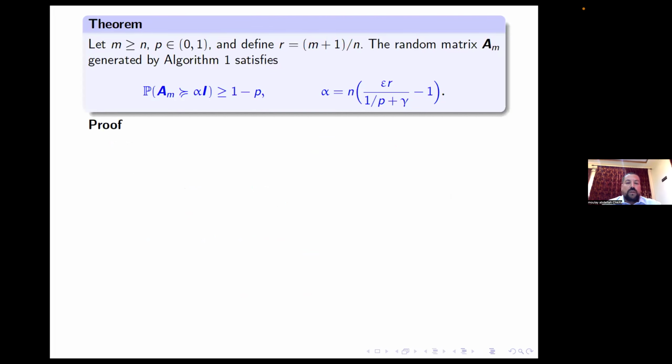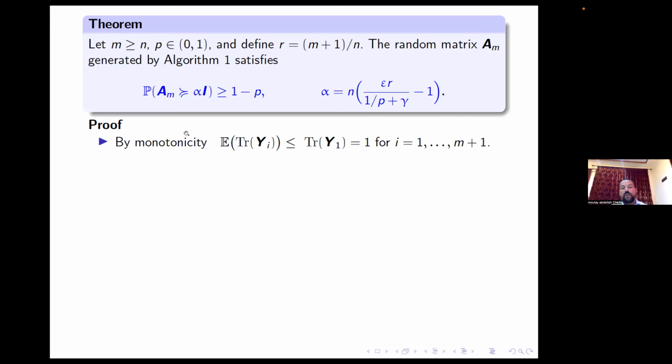So the main theorem in this fourth part is the following. Given p, which is the probability, and given a ratio r equal to n plus 1 over n, the random matrix A_m, because it's also a random matrix, generated by algorithm 1 satisfies the following. The probability that the smallest eigenvalue of the Gramian is larger than alpha, which has a closed formula related to all the inputs of the algorithm, is at least 1 over p.